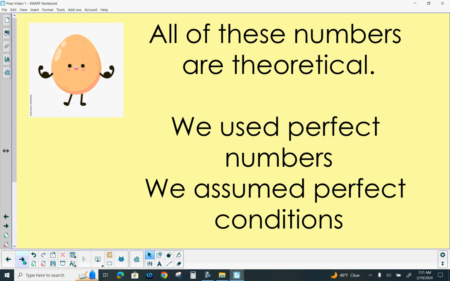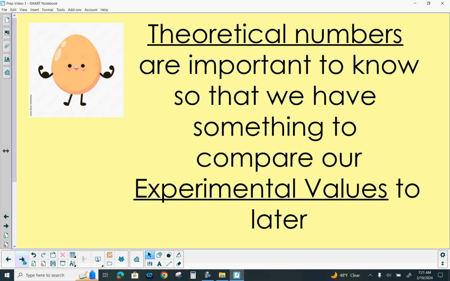All of these numbers are theoretical. We used perfect numbers, we assumed perfect conditions. Theoretical numbers are important to know so that you have something to compare your experimental values to later. Experimental values are the ones you get from your actual experiment.